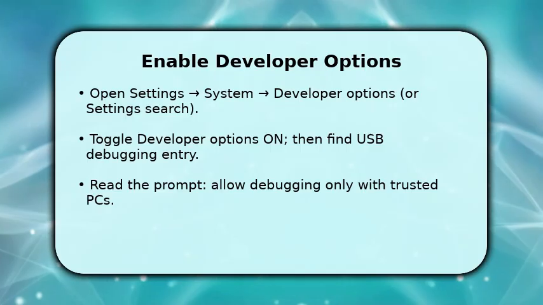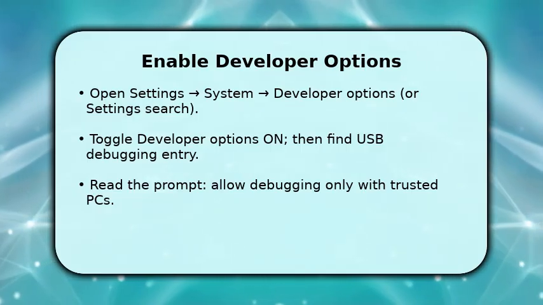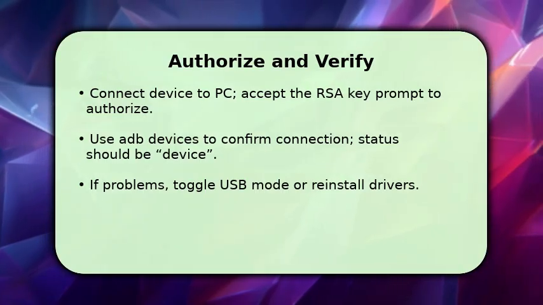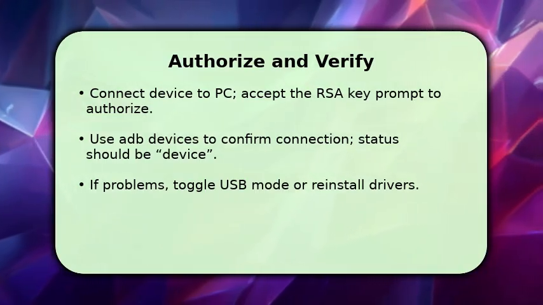You finish by authorizing a computer and verifying the connection. Plug the USB cable into your machine. Watch the phone for an RSA key fingerprint prompt. Accept it only for trusted computers.